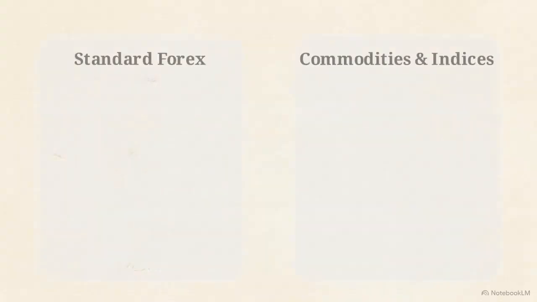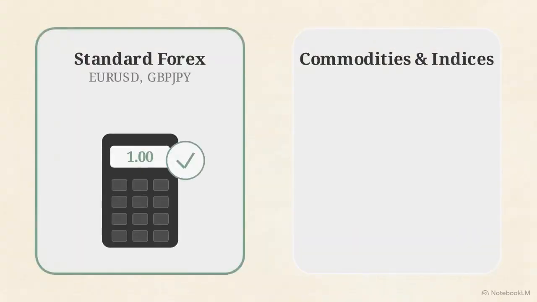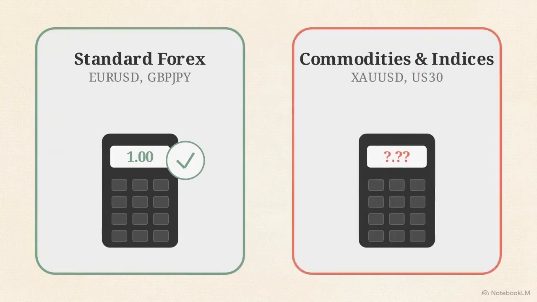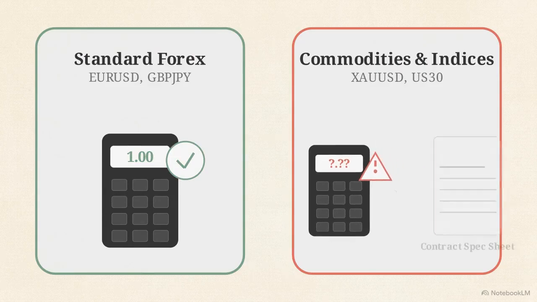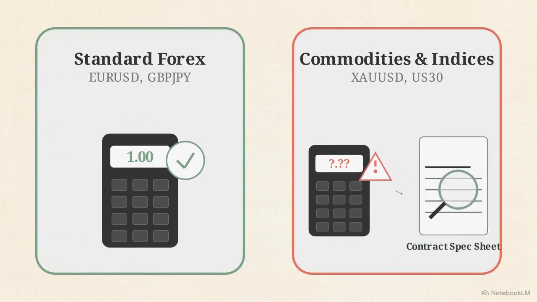A quick note on non-standard assets. While the tool is flawless for standard Forex pairs, instruments with non-standard multipliers like commodities and indices require you to manually cross-reference your results with your broker's specification sheets.